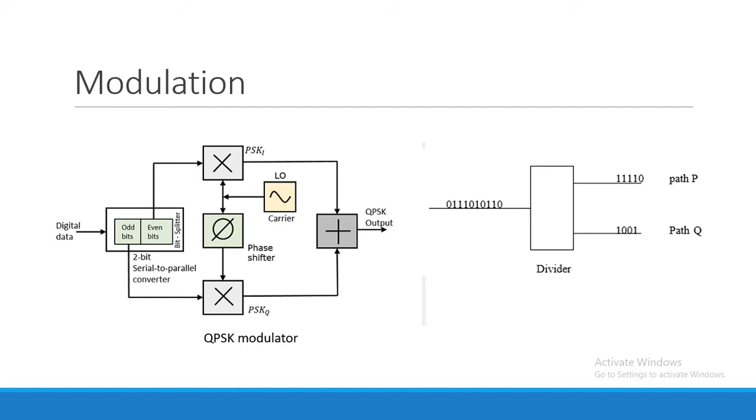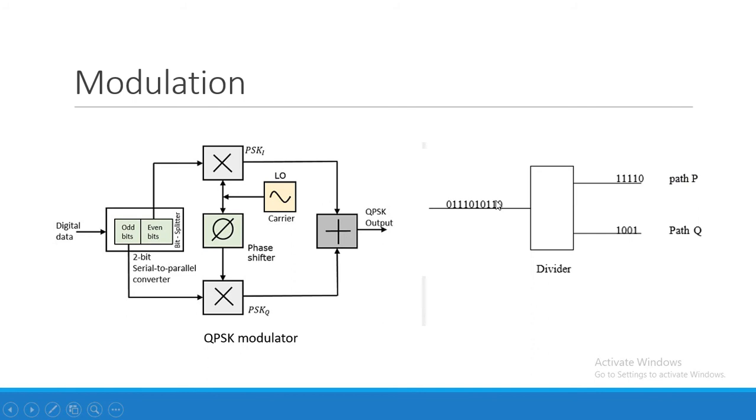Modulation is modifying the characteristics of an electric signal. Quadrature phase shift keying, or QPSK, is a modulation method. In QPSK, the input signal is divided into two parallel paths. You can see that in an image.